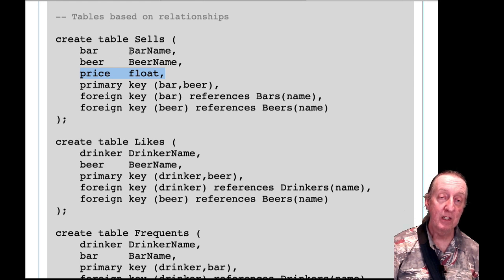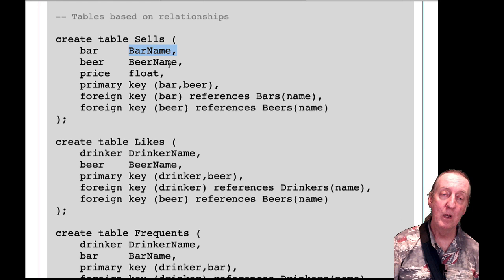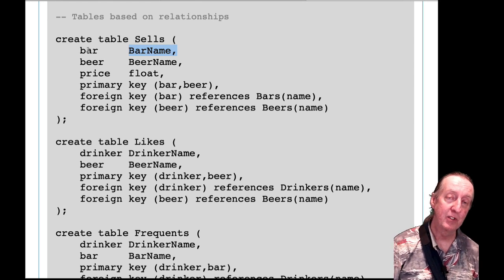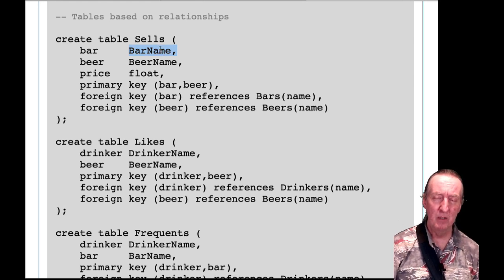Notice that these foreign keys are defined using the appropriate types, therefore we're not going to have any problems of the type I mentioned before, that a bar name mentioned here can't exist in the bars table. The foreign key is going to force that, but if we had the wrong type, if we had the wrong varchar length, then that would potentially cause problems as well.